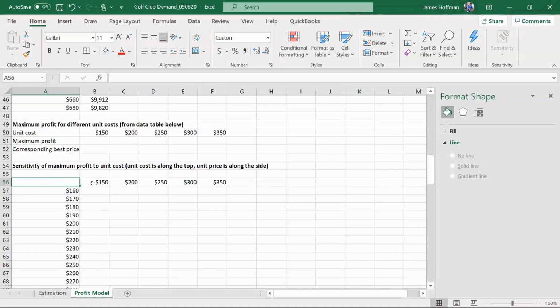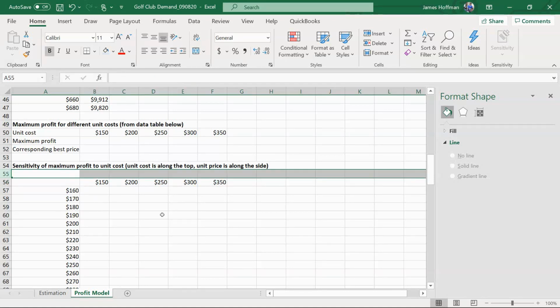Okay, first we have an extra row in here, so let's just delete this. If you click on 55, we want to delete that row, right? So just click on 55 and then under the Home tab, delete.